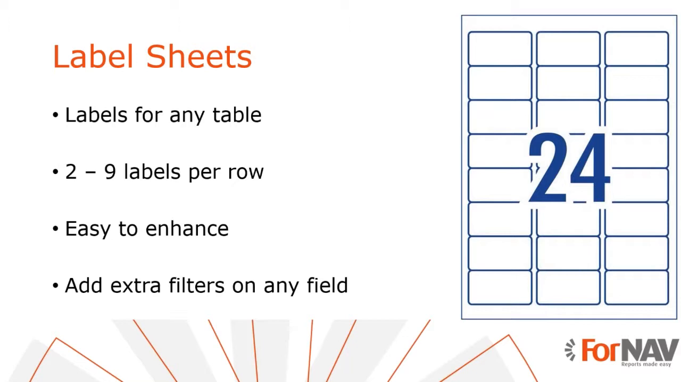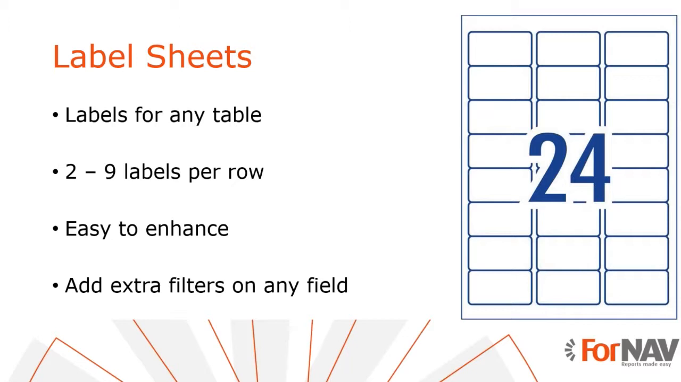As long as the table has a number field that allows us to identify a record. So this means basically all of the master data in Business Central, all of the jobs, the manufacturing, the sales documents, anything that you can identify with a number field, we can plug into the label sheets. And then we allow you to print either 2, 3, 4, 5, 6, 7, 8, or 9 labels per row. If you want to add 10 or 11 labels, I can show you how it works.